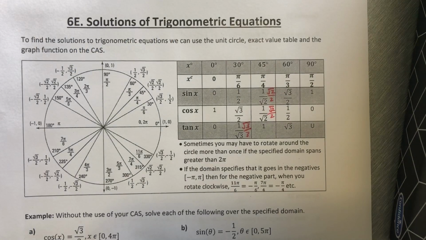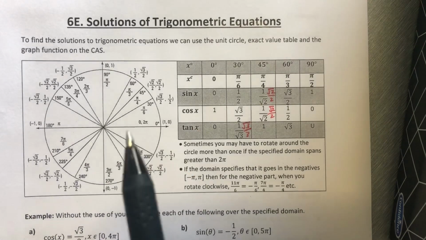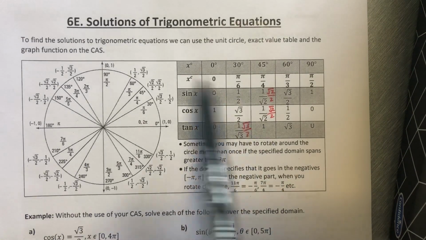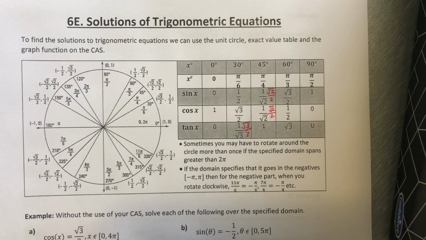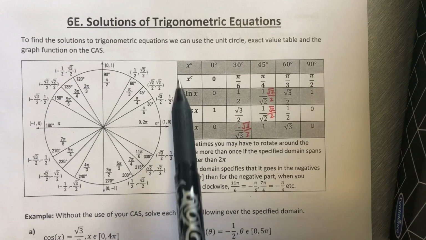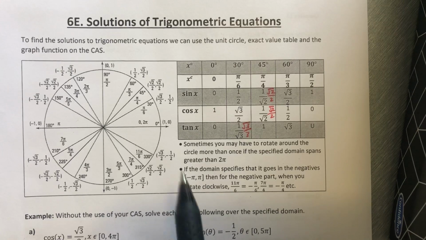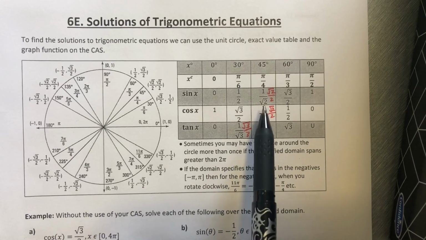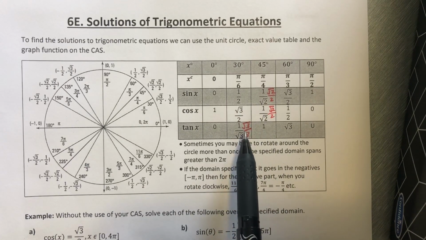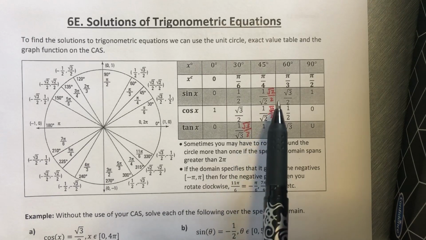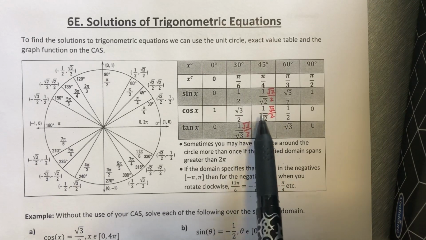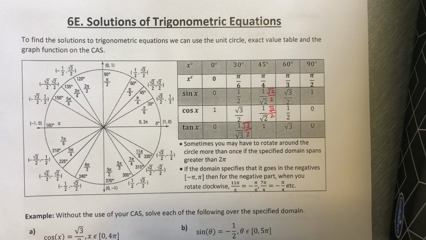Alright, so we're up to 6E, which is solving trig equations. Now this stuff here is what you've seen in the previous chapters anyway. With the exact values table here, as Miss Thomas was saying, it's really important to remember it. But if you look at a few of these cells here in the table, I've changed a couple of the values. Now, they're not necessarily changed, it's just another way you can see it.